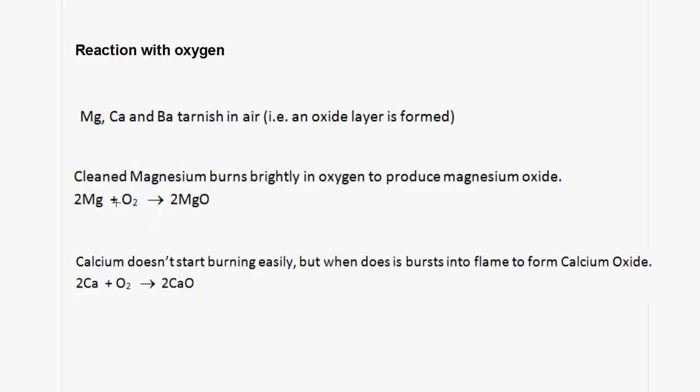And the reaction is 2Mg plus O2 produces 2MgO. We get magnesium oxide in this case. And this reaction occurs with a blinding white flame. Calcium does not start burning easily, again because of the oxide layer, but when it does, it bursts into flame to form calcium oxide. So 2Ca plus O2 produces 2CaO.